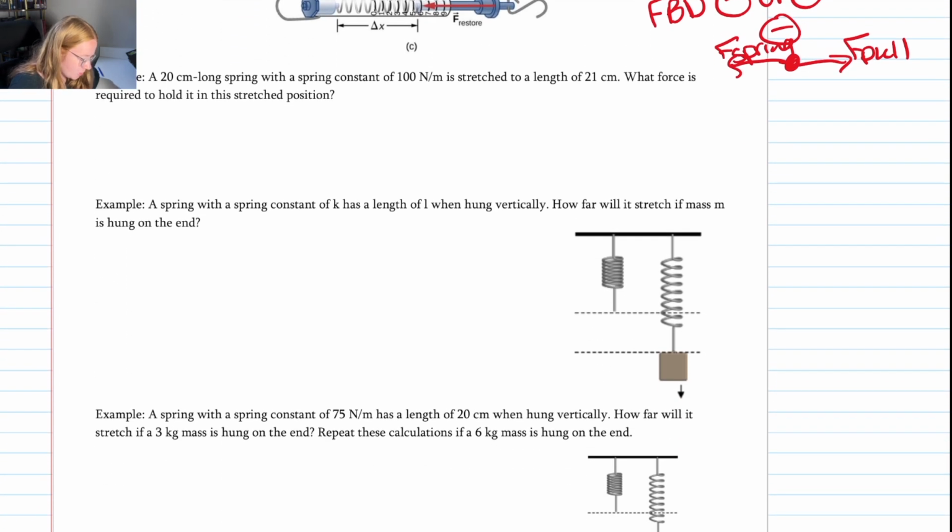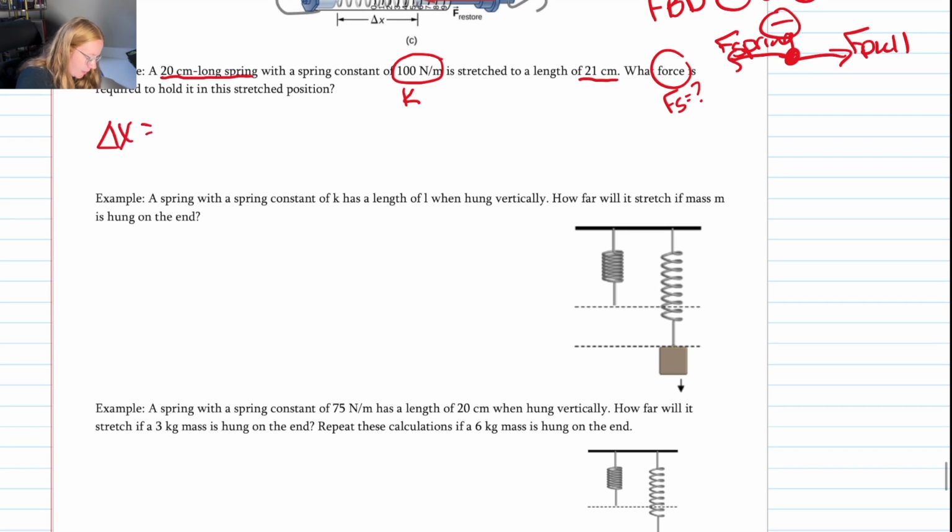Okay, let's try a simple example. It says a 20 centimeter long spring with a spring constant of 100 newtons per meter, so the spring constant is that k value, is stretched to a length of 21 centimeters. What force, so we're looking for the spring force, is required to hold it in that stretched position? If we start at 20 centimeters long and only move to 21 centimeters, think about what the delta x would be. The change in x is not going to be 21 centimeters. It's going to be the distance between the original length and the final length.